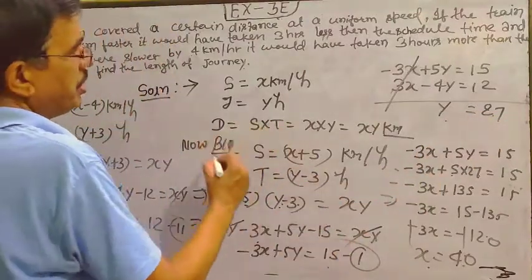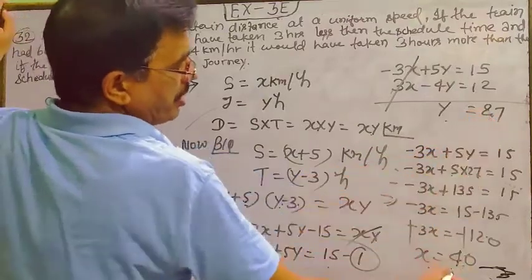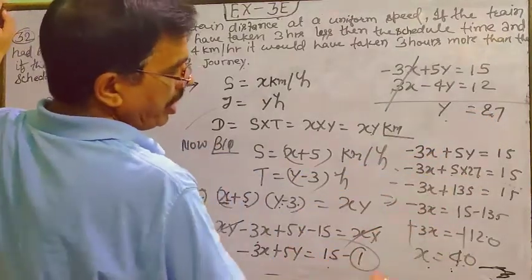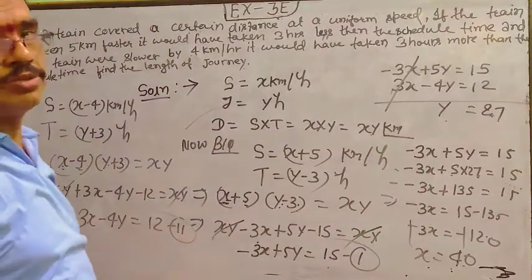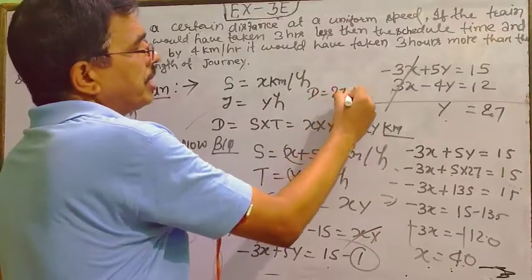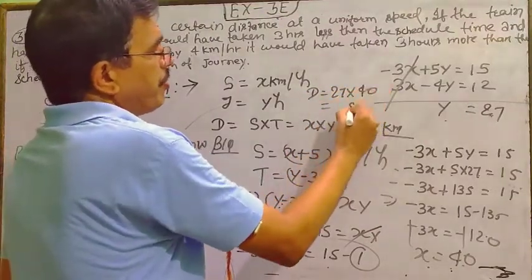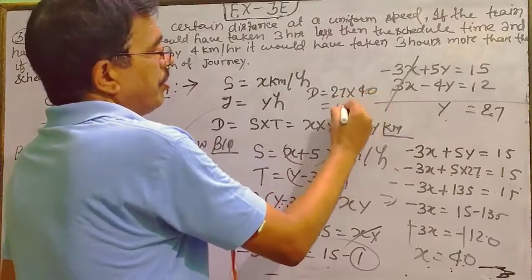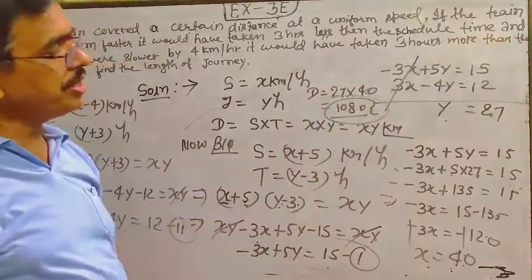So what is the length of the journey? Then multiply x and y. So 27 into 40, you multiply and you get your solution, and that is 1080. So dear friend, try to solve it: distance is equal to x into y, that is 27 into 40. Then 1,080 kilometers is the destination, that is the length of the journey.